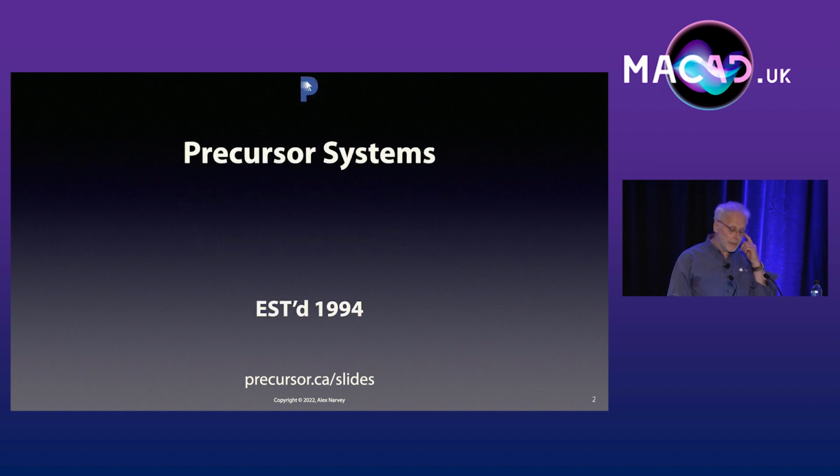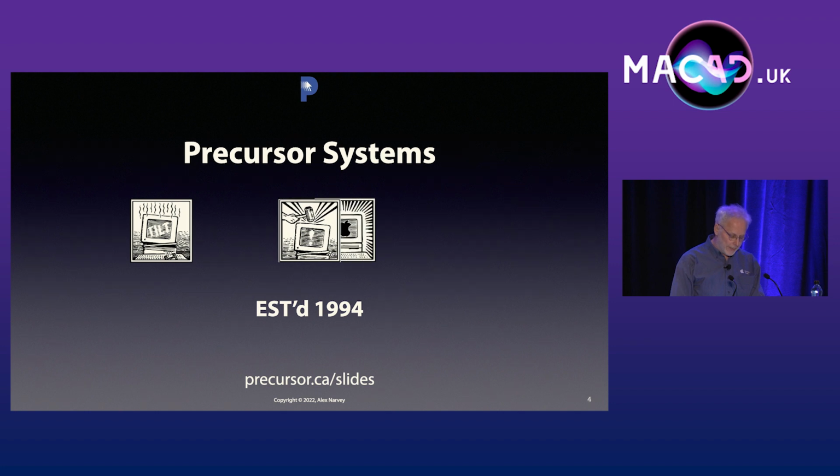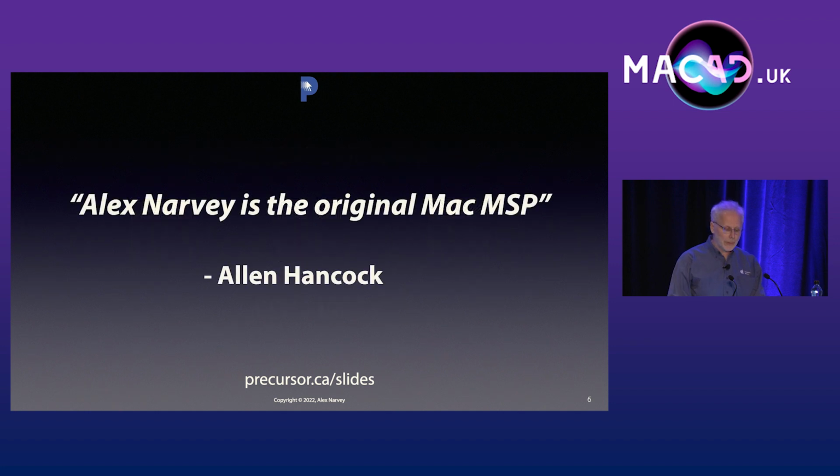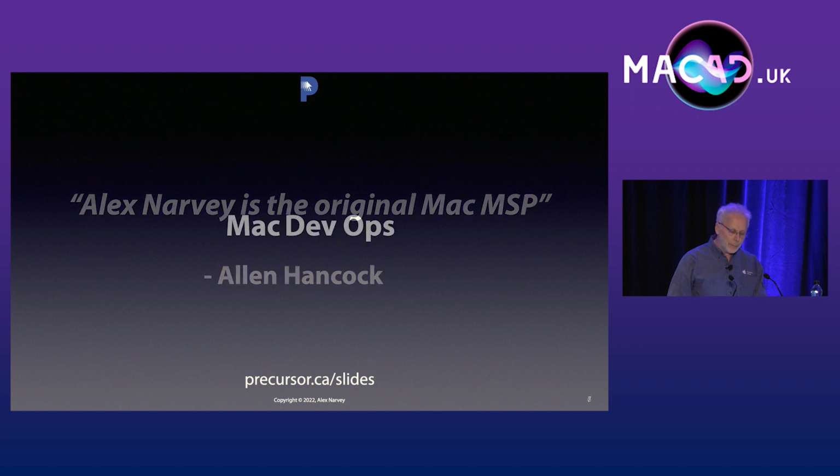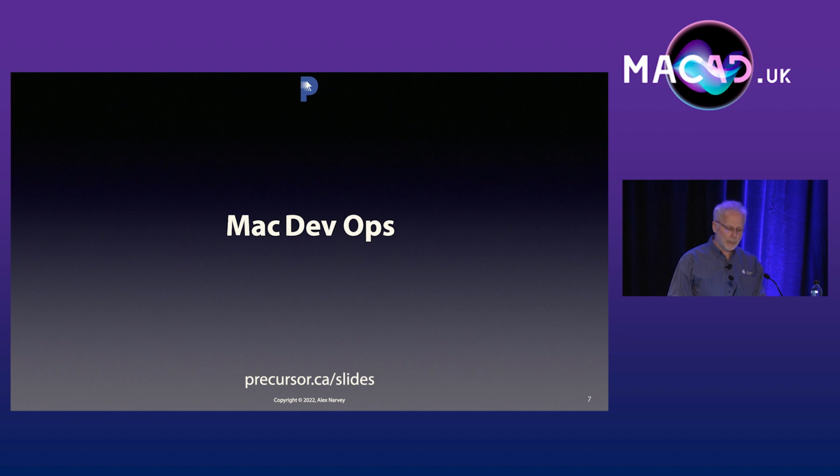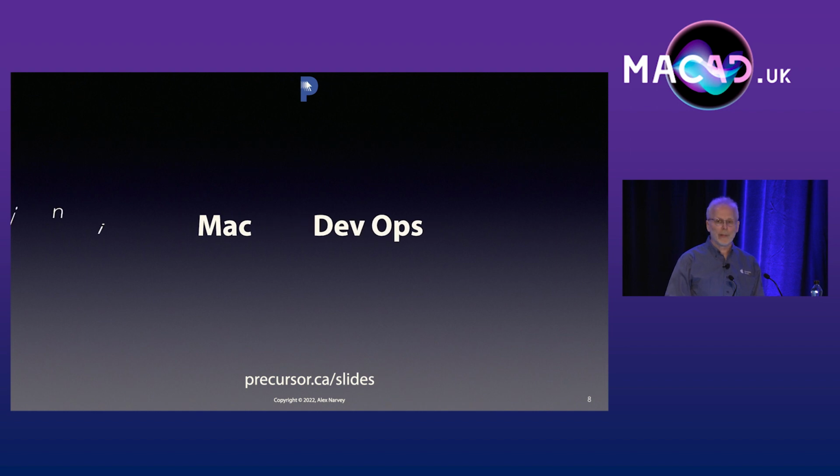I started Precursor Systems in 1994 in Winnipeg, Canada, and my business plan was to sell only annual support plans, no hourly services. That's why Alan Hancock of Watchman Monitoring calls me the original Mac MSP. I support 35 clients across 6 Canadian provinces, all of whom are what Apple would call micro businesses. Each has between 3 and 25 employees, and I try to provide them with a complete stack of IT services, no matter how small they are. I jokingly refer to what I do as Mac Mini DevOps.